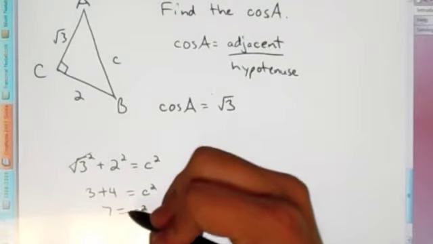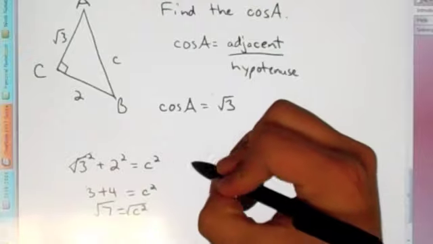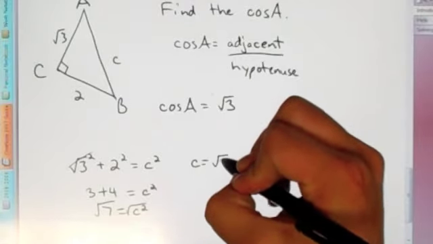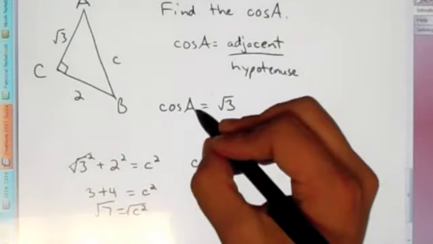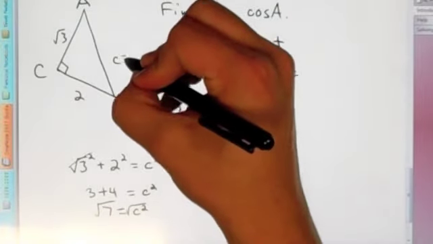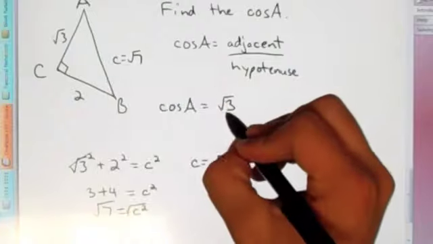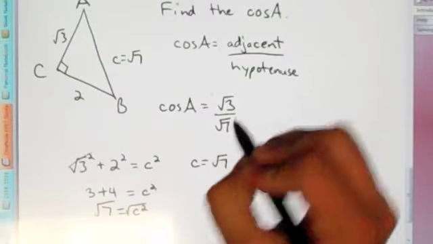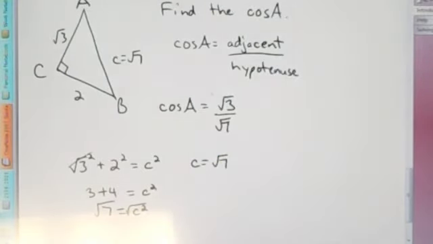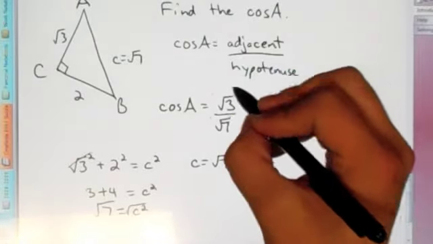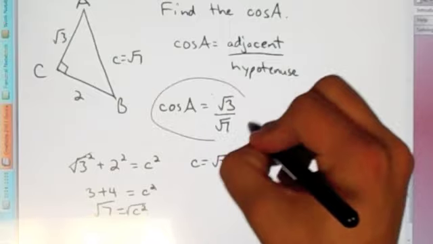And lastly, we root that. So c is equal to the square root of 7. So now we know that if this is root 7, cosine of A is adjacent, root 3, over the hypotenuse, which is root 7. For the sake of these assignments, I'll allow you to leave it in this form. So root 3 over root 7. This would be the cosine of A.